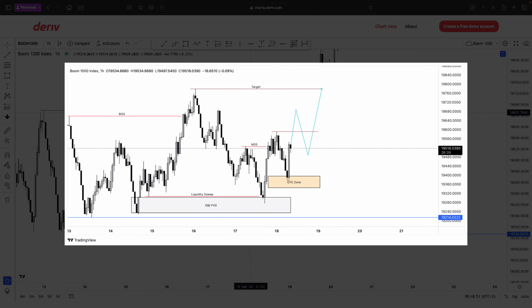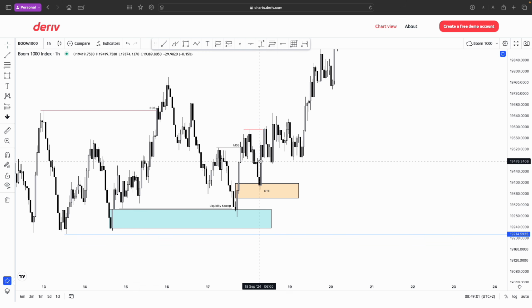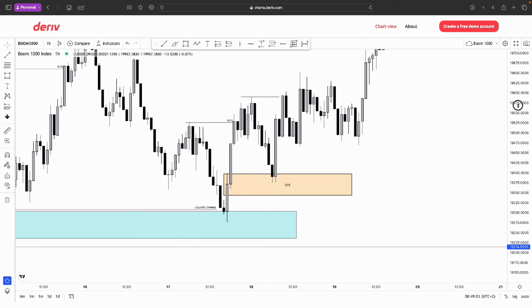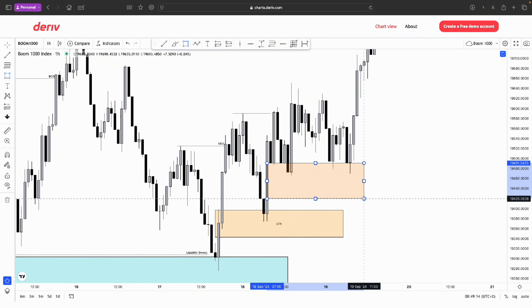As you can see on the screenshot, this is what I sent on the Telegram group. I'm waiting for this type of formation. So price did exactly that. Price, let's just zoom in. Price broke this high. We created a fair value gap there till there. Fair value gap.